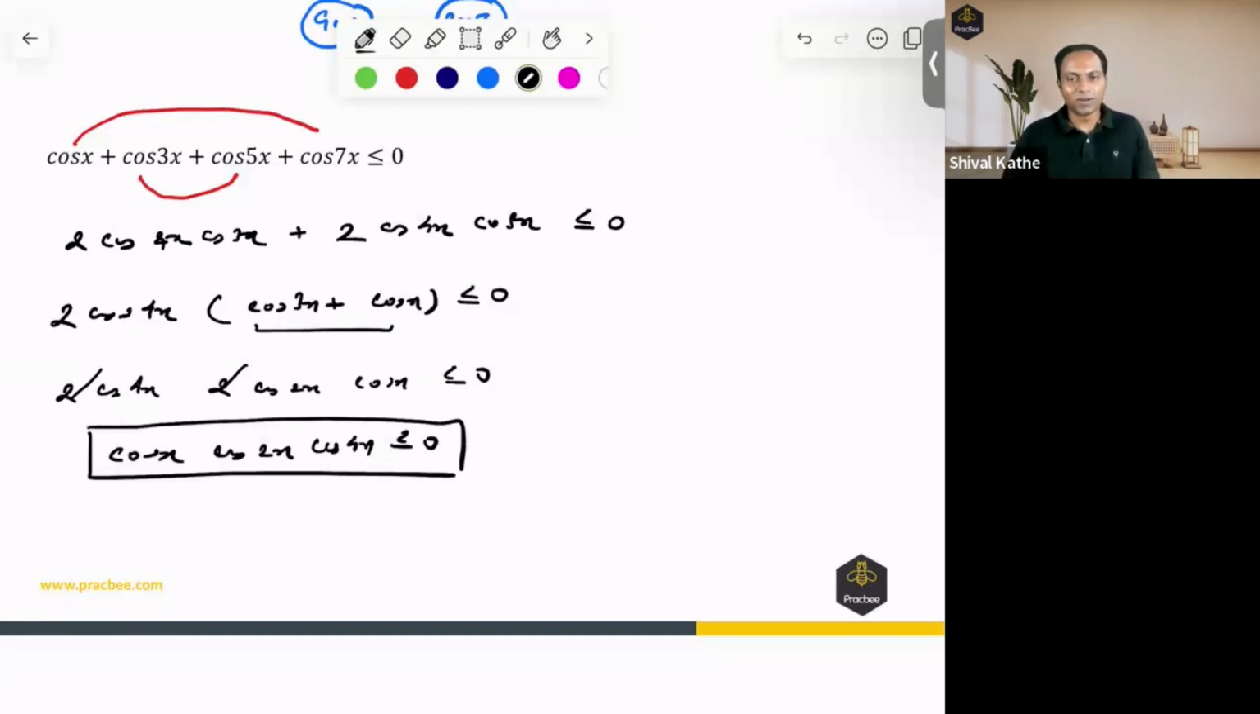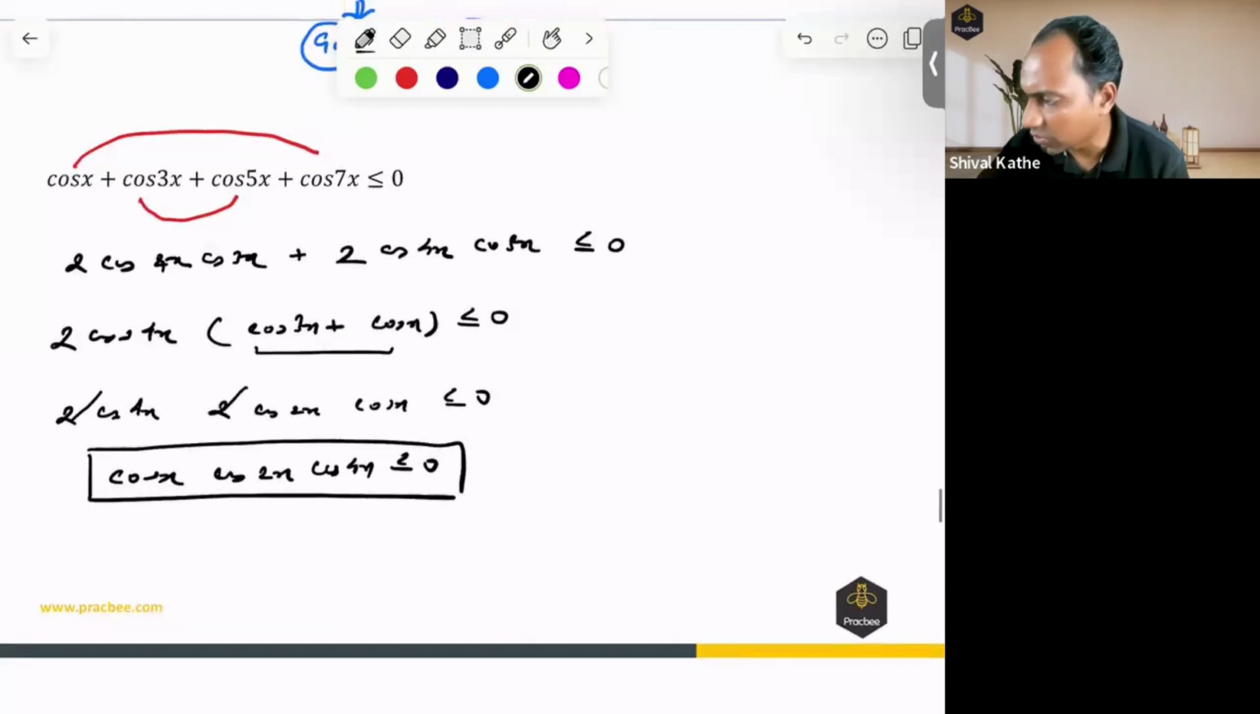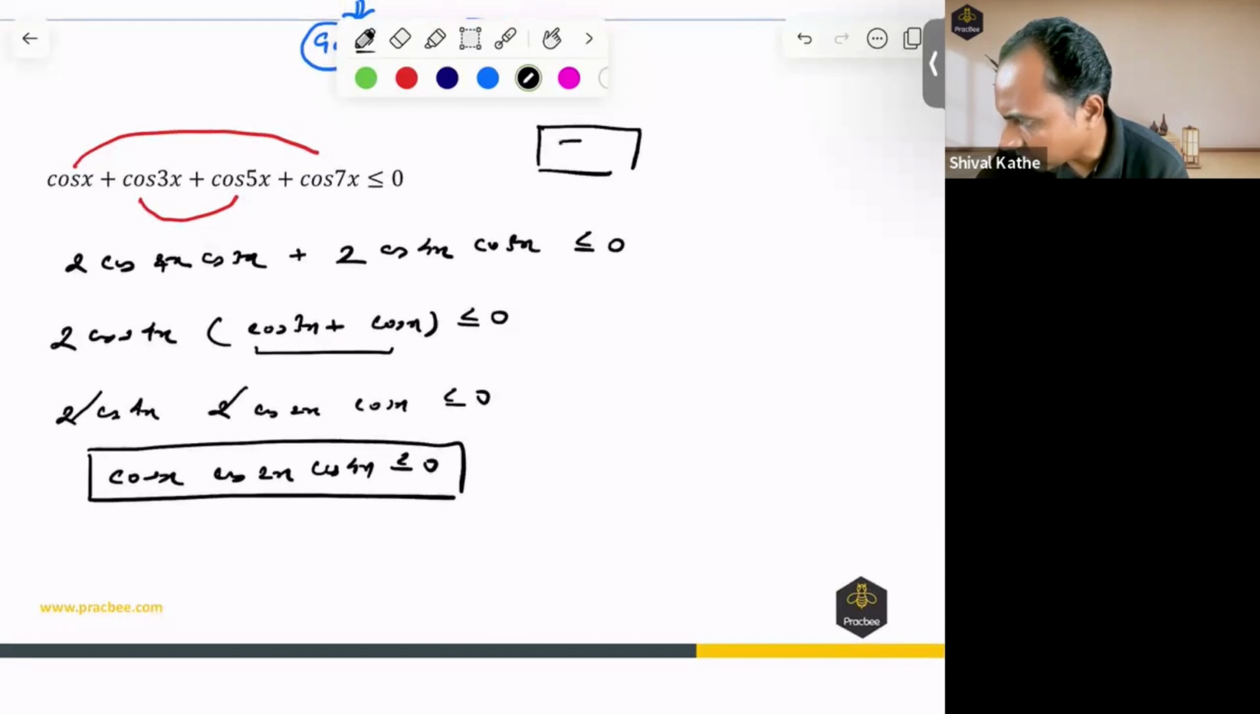Is that okay? Got it? Any doubt so far to anybody? This is what we did here. Now you understand this modular nature of problem solving. This is nothing but type 1 of trigonometric identities.